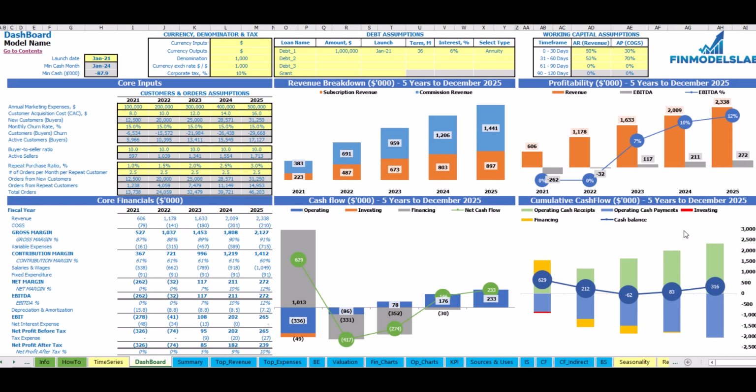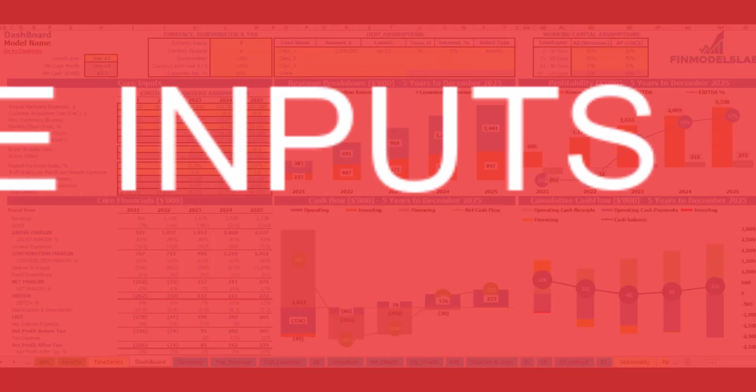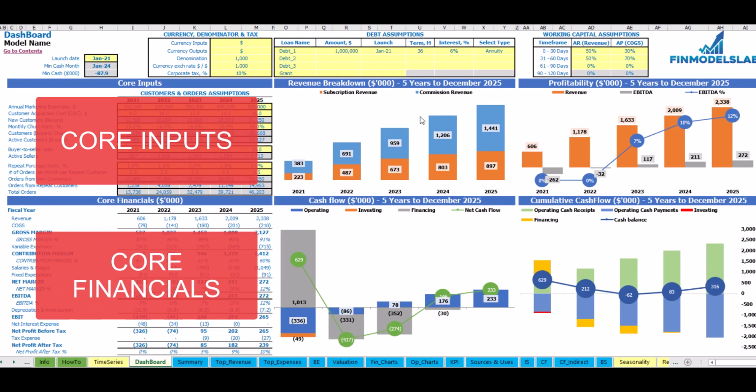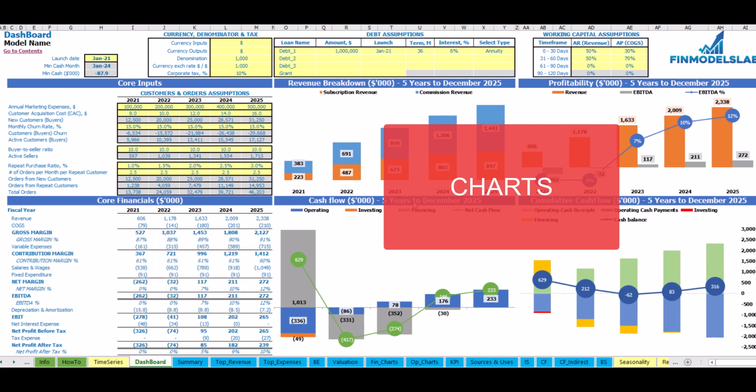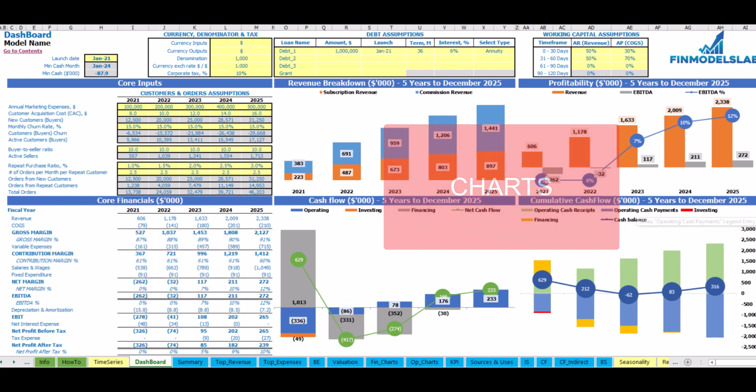On the dashboard tab you may set up your core inputs, see the core financial by years and main charts, which are revenue breakdown, profitability, cash flow and cumulative cash flow by years.